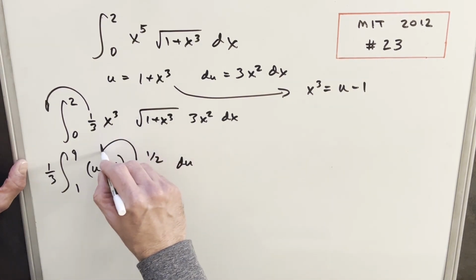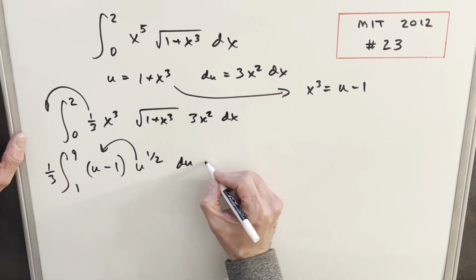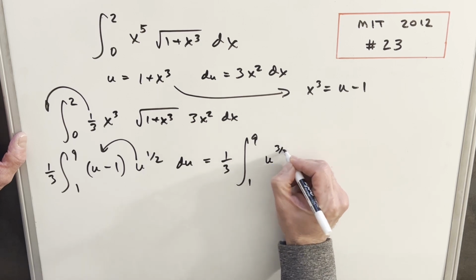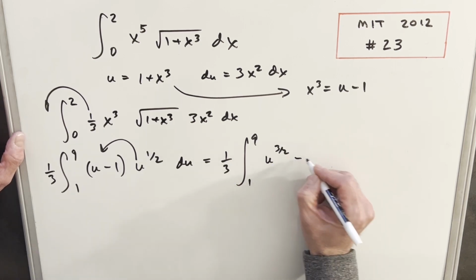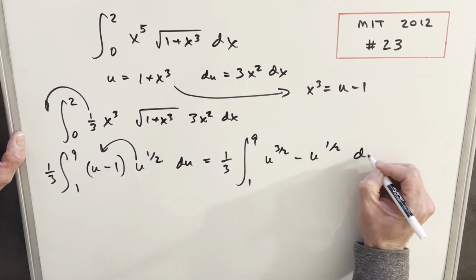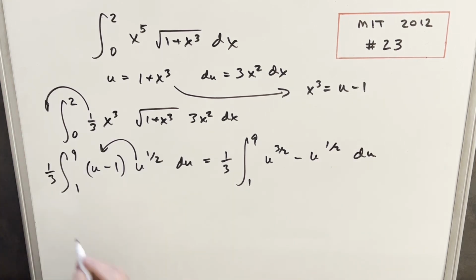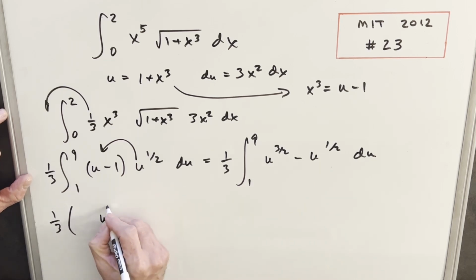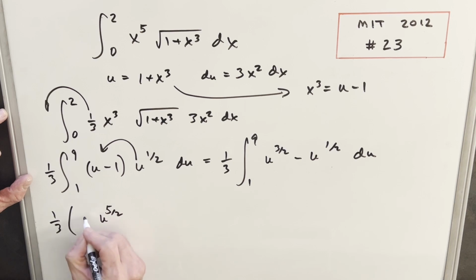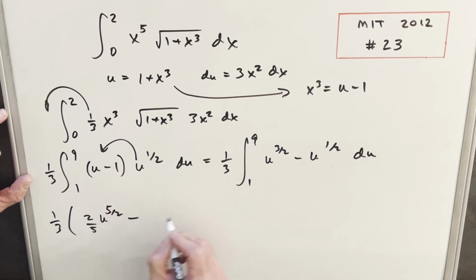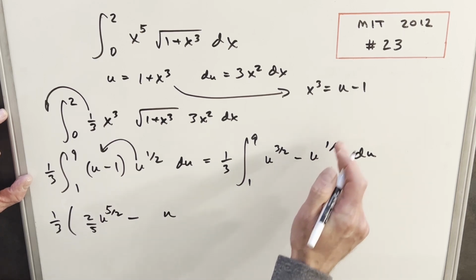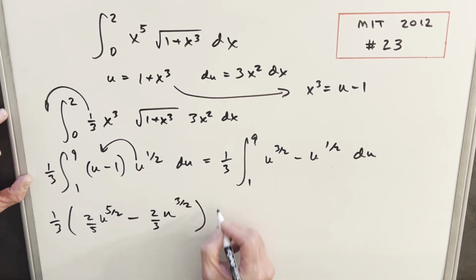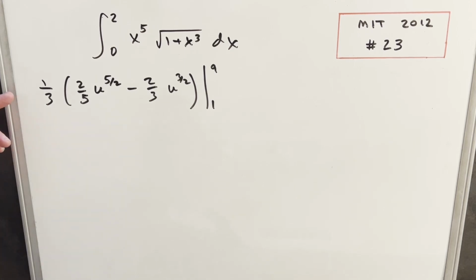Next what I'm going to do, I'm just going to distribute this in here so we can get it and set it up for the power rule. So we'll have 1/3. Then multiplying this inside, we're going to have u to the 3/2. Then the second term is going to be just minus u to the 1/2 du. Now we're ready for the power rule. We'll keep our 1/3 up front. U to the 3/2, adding 1, is going to be u to the 5/2 with the reciprocal, 2/5, minus here, u to the 1/2, add a 1, we'll have u to the 3/2 with the 2/3 up front.